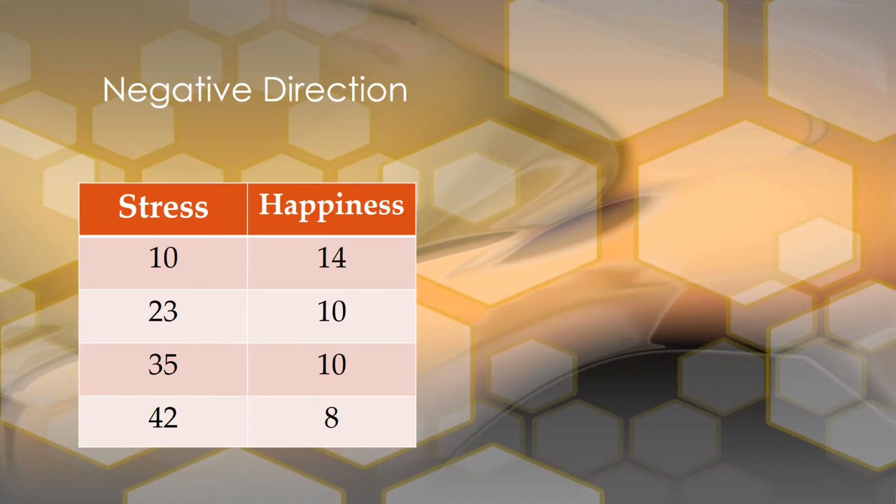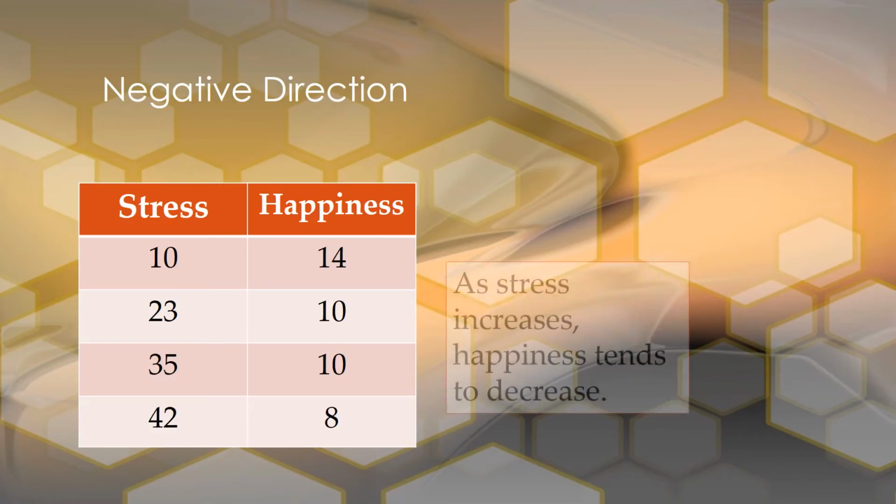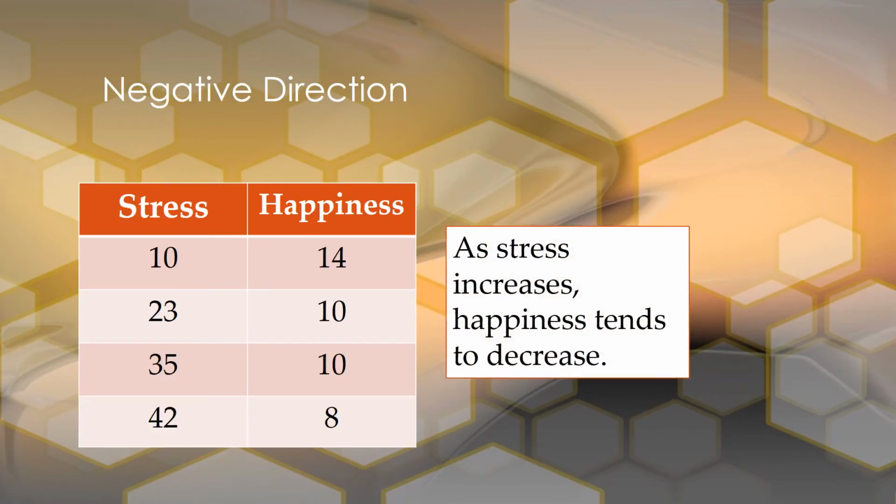Here we have a negative direction. So as stress tends to increase, our happiness tends to decrease. They go from 10 to 23 to 35 to 42 for stress, but happiness tends to go down from 14 to 10 to 10 to 8. And so as stress increases, happiness tends to decrease. So we have a negative direction.